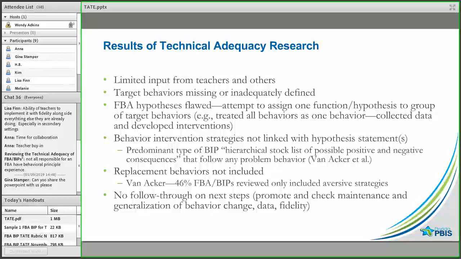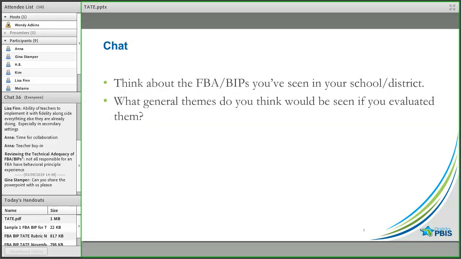Indeed, and the next one is that 46% of the FBA BIPs that Van Acker reviewed only included strategies that were aversive. There were no replacement behaviors to be taught. Finally, another theme that was seen is a lack of follow-up. They have this behavior intervention plan, but we don't know what happens afterwards based on looking at the documents or talking with teachers, because a couple of them followed up with interviews with teachers. We don't know when they're going to collect data, how they're going to collect data, or when they're going to meet again. Is the teacher going to be supported in doing this intervention? Will there be a fidelity measurement?